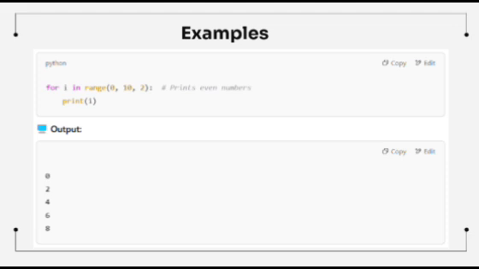Next, for i in range 0, 10, 2. With a step of 2, i will be printed as 0, 2, 4, 6, 8. The output will be 0, 2, 4, 6, 8.